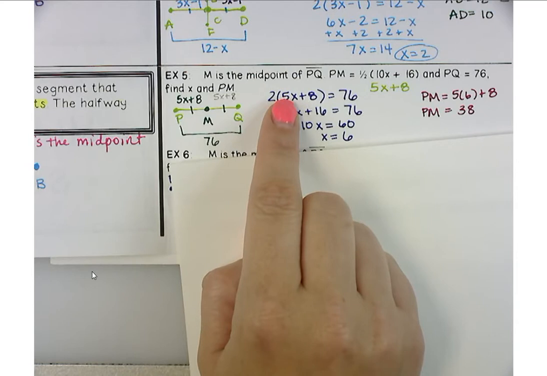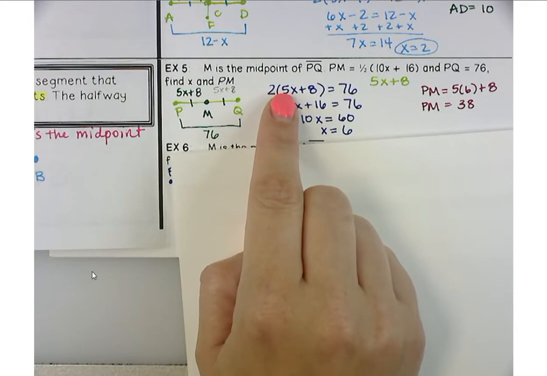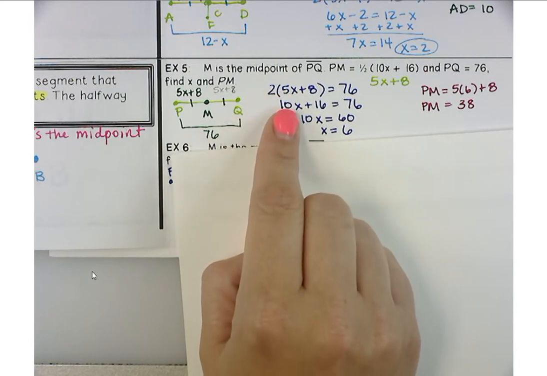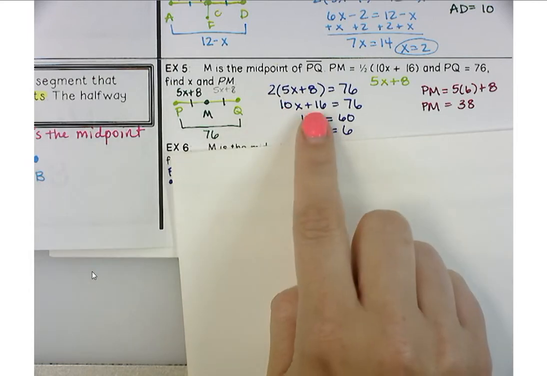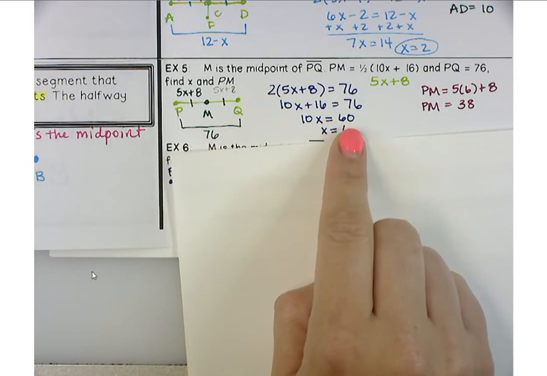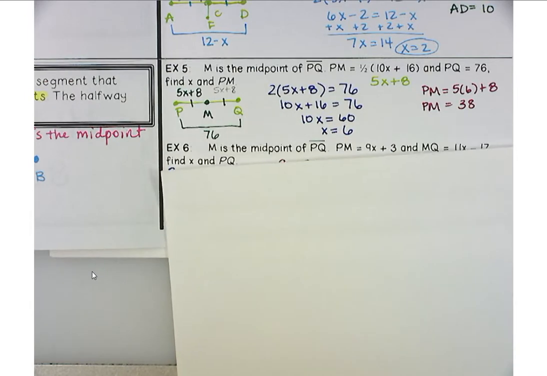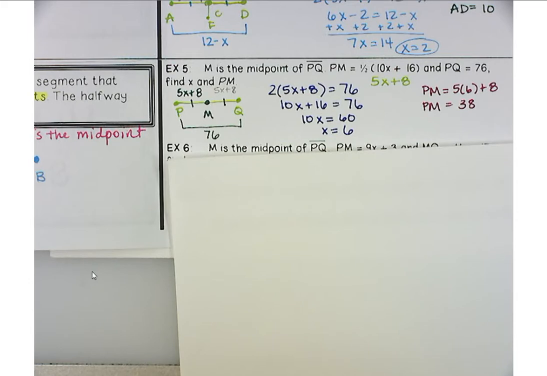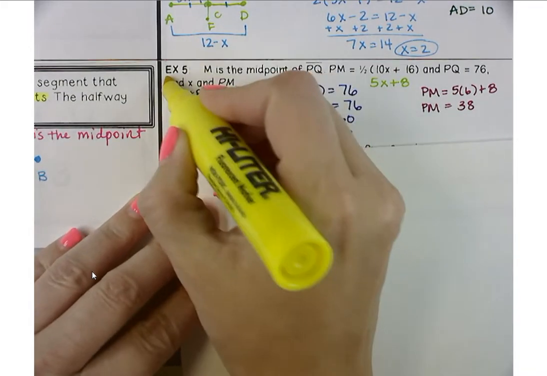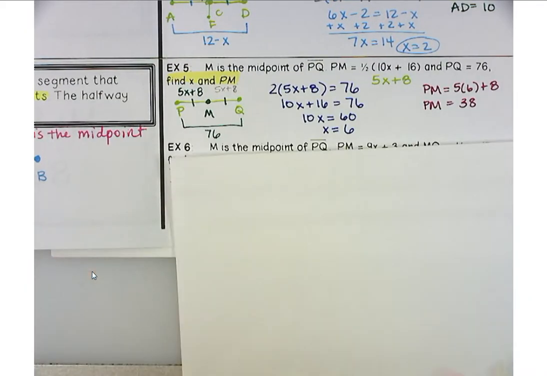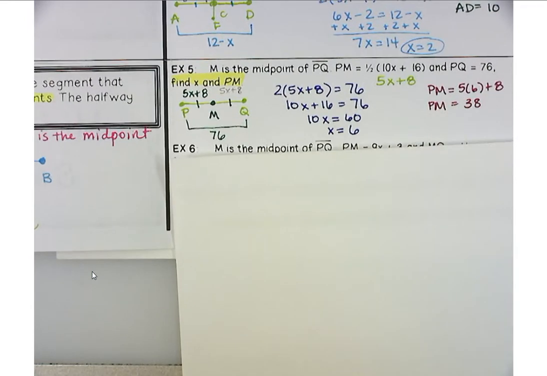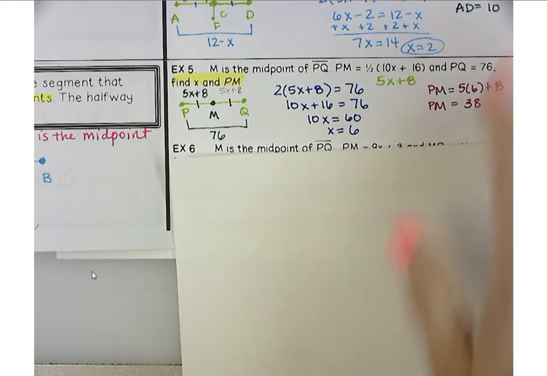All right, so then what I did is I multiplied by 2 times 5x plus 8. Again, if you just want to add them together, that's fine. It doesn't matter if you double it or just add it to itself. You're going to end up with 10x plus 16. Okay? And then get all of your constants on one side, and then divide to find x. Once you find out what x is, then you can substitute to find PM. Okay, so PM is 5x plus 8. If I substitute in 6, then I will get 38.